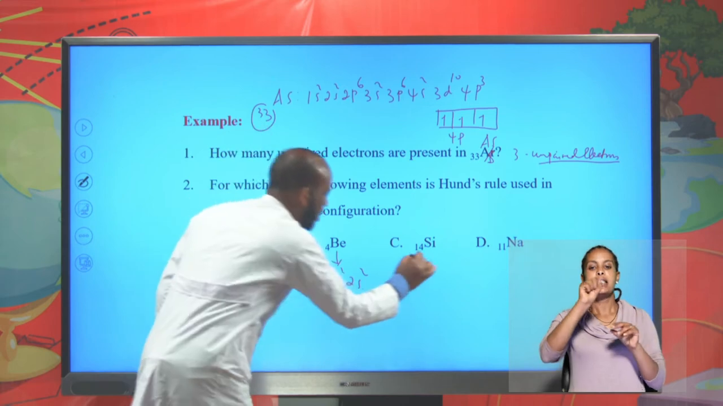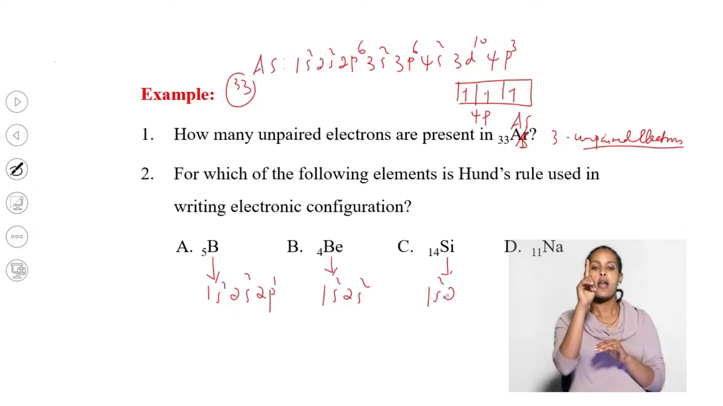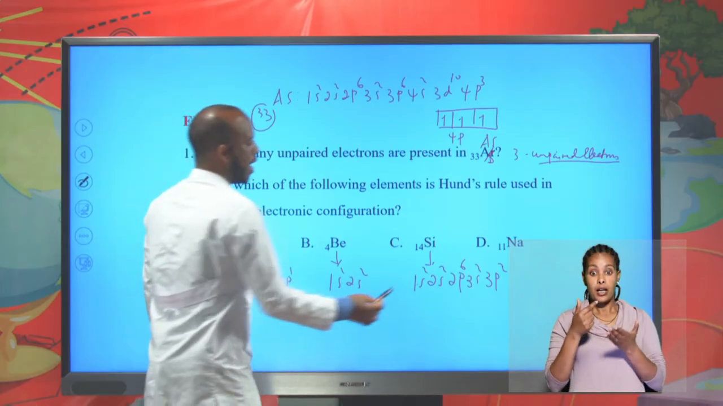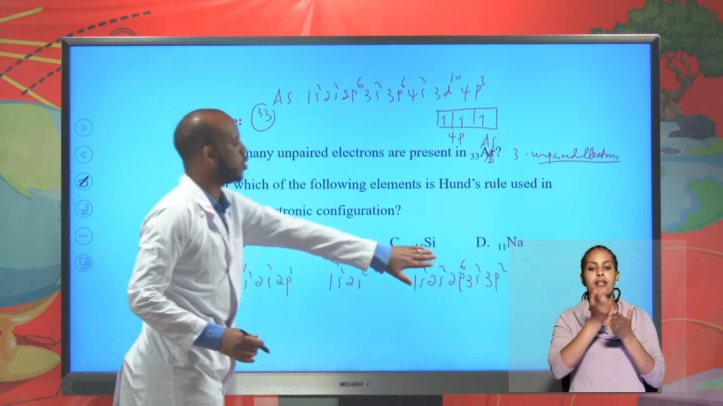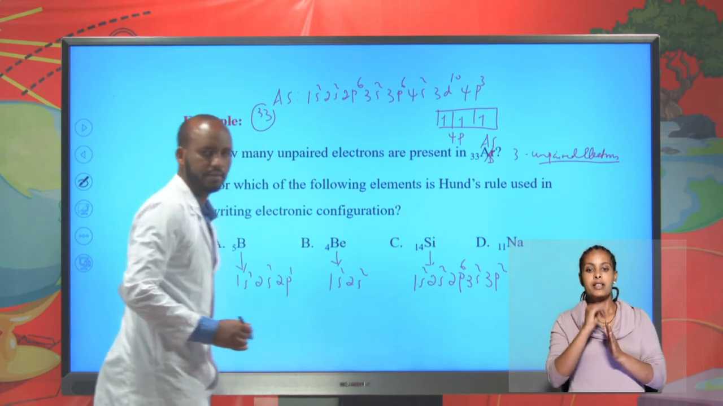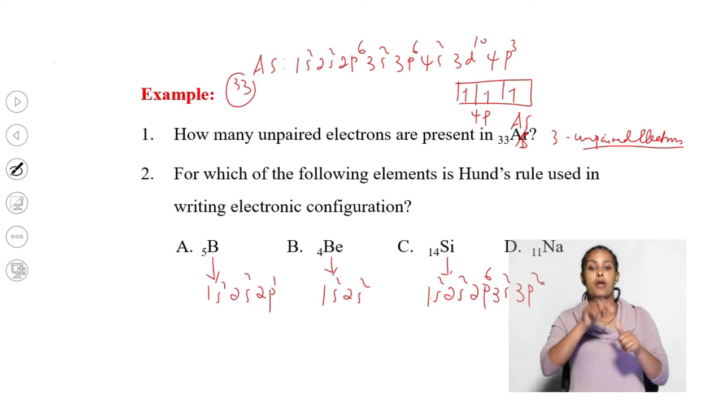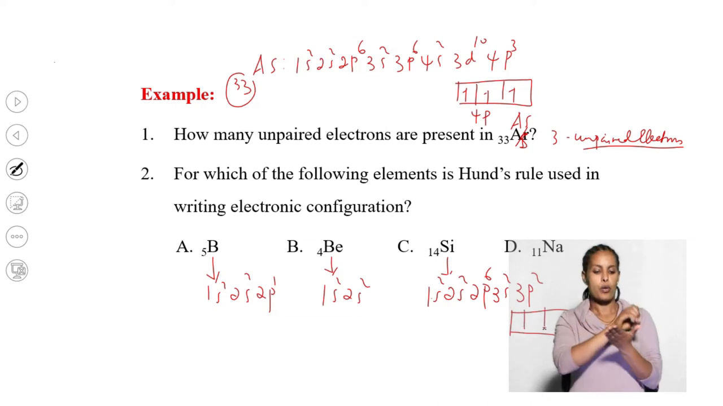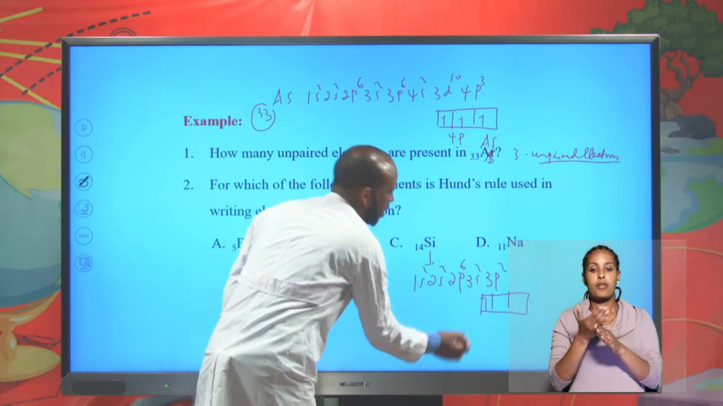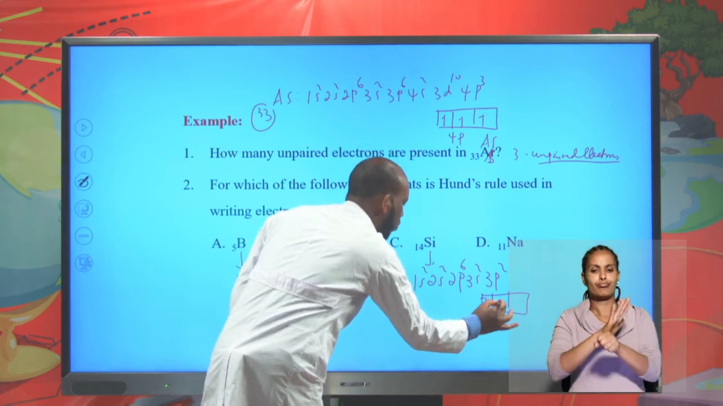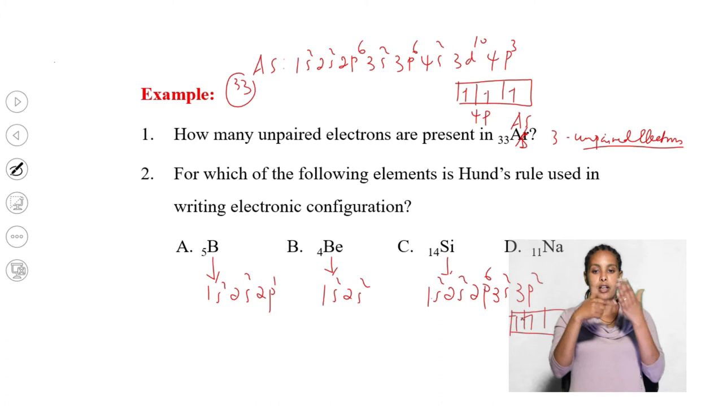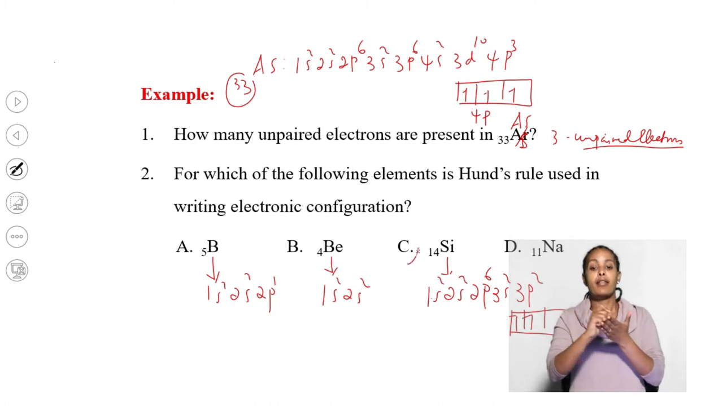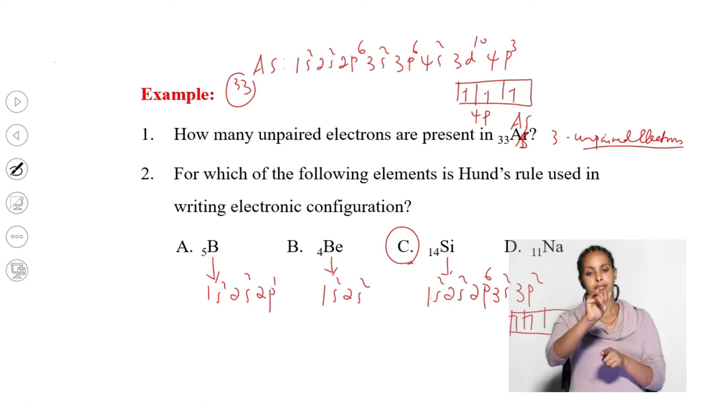Silicon with atomic number 14 has electronic configuration 1s2, 2s2, 2p6, 3s2, 3p2. Here, Hund's rule is used in writing the electronic configuration of silicon. For 3p2, the p subshell has three orbitals. Before pairing, the vacant orbitals must be occupied with electrons. Therefore, Hund's rule is used in writing the electronic configuration of silicon.